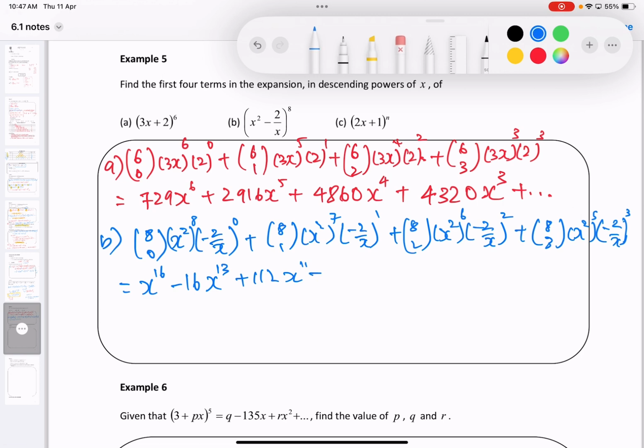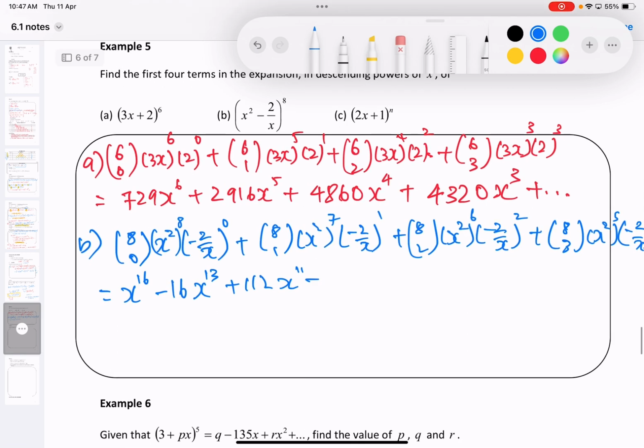It's the negative, and the divide by x means the same base, so you subtract the powers. Okay, just do first, later I'll go through.